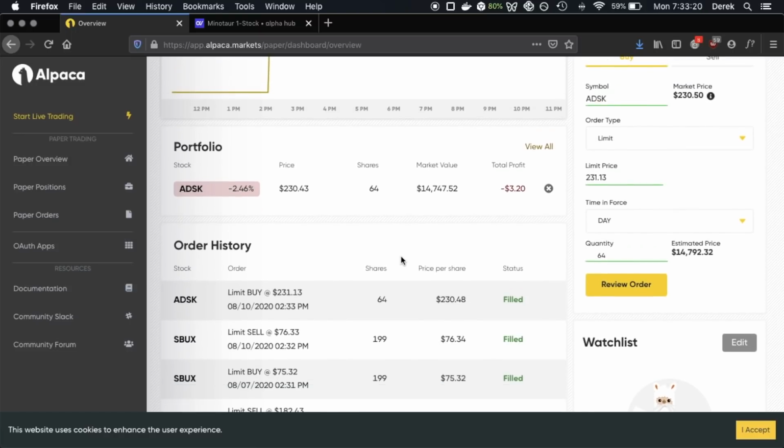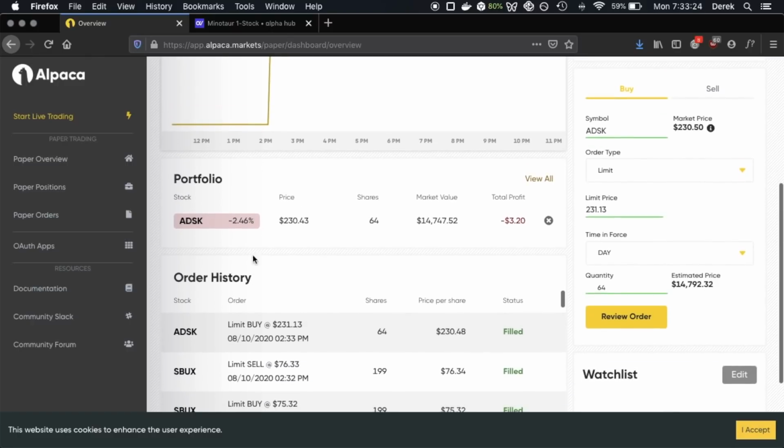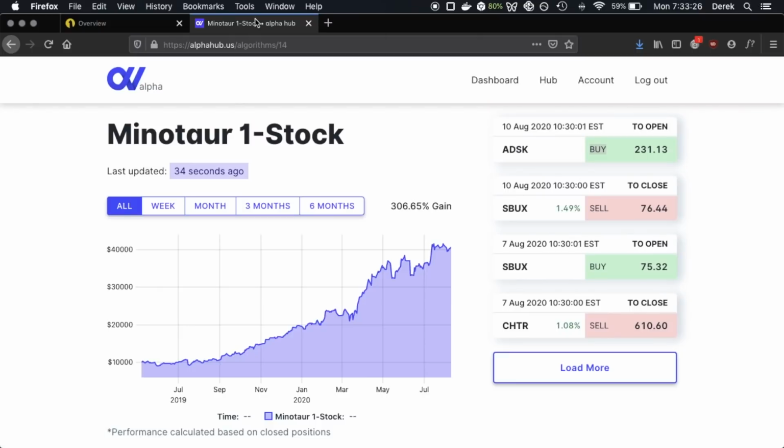Looks like the limit order got immediately filled and our Starbucks order got filled. Perfect. So that's exactly how you do the daily trading.